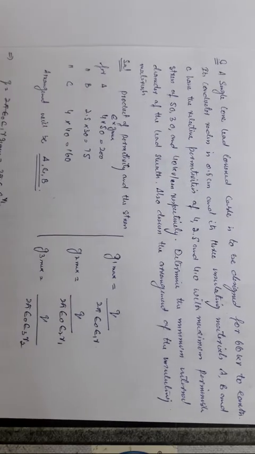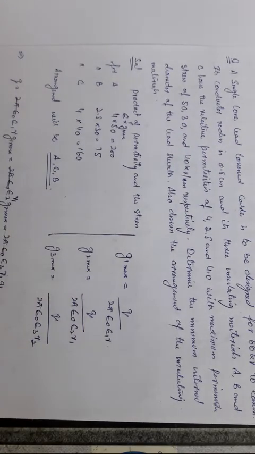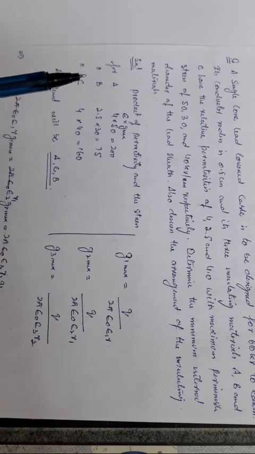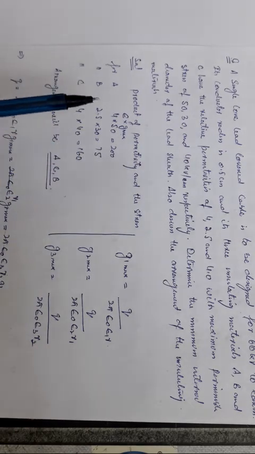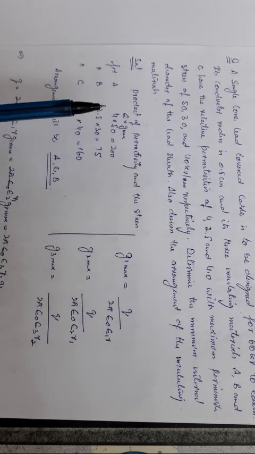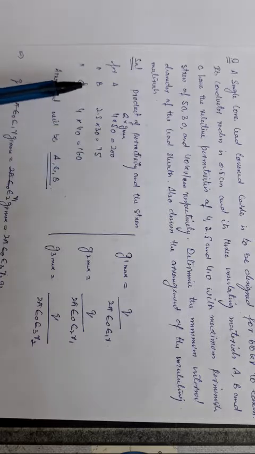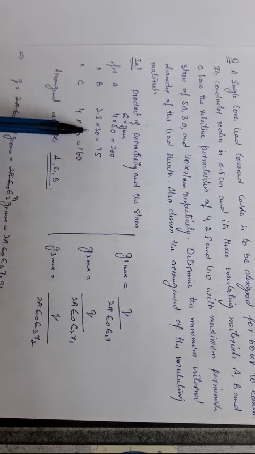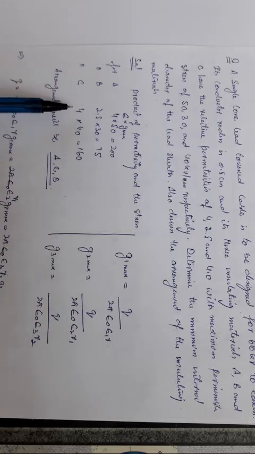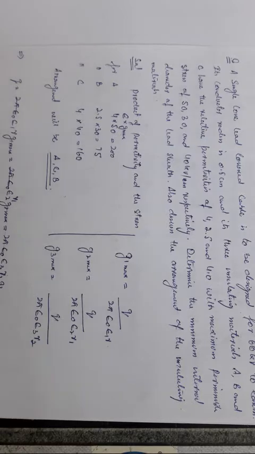In this case, what we do, we'll first calculate the product of permittivity and the stress, that is E into G max. For dielectric A, it will be equal to 4 into 50, that is 200. For B, it will be equal to 2.5 into 30, it will be 75. And for C, it will be equal to 4 into 40, it will be 160.